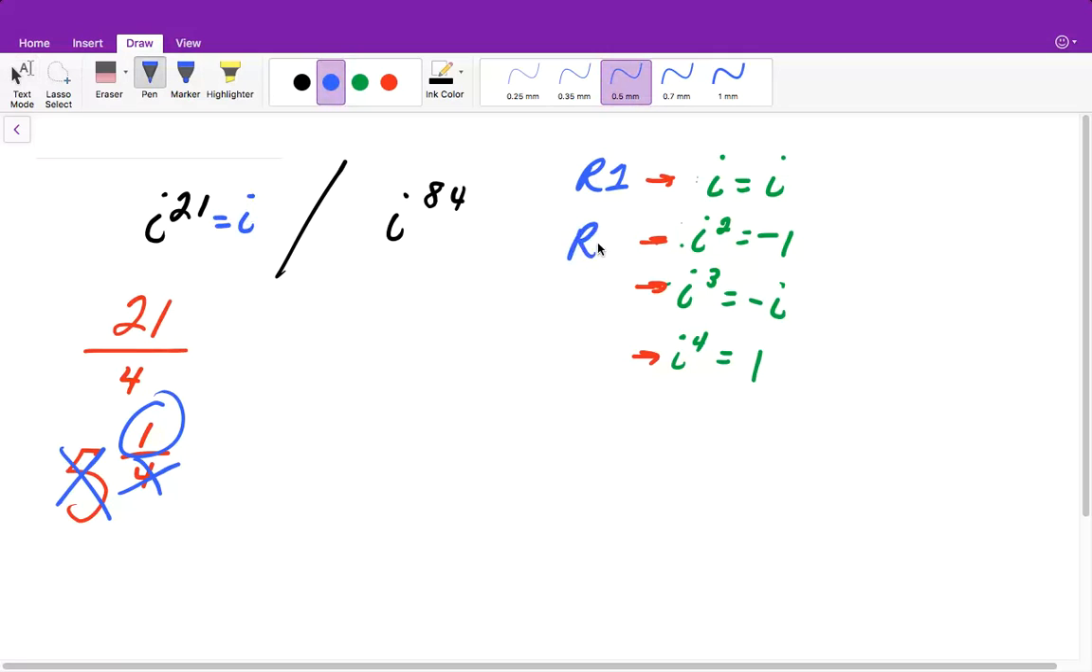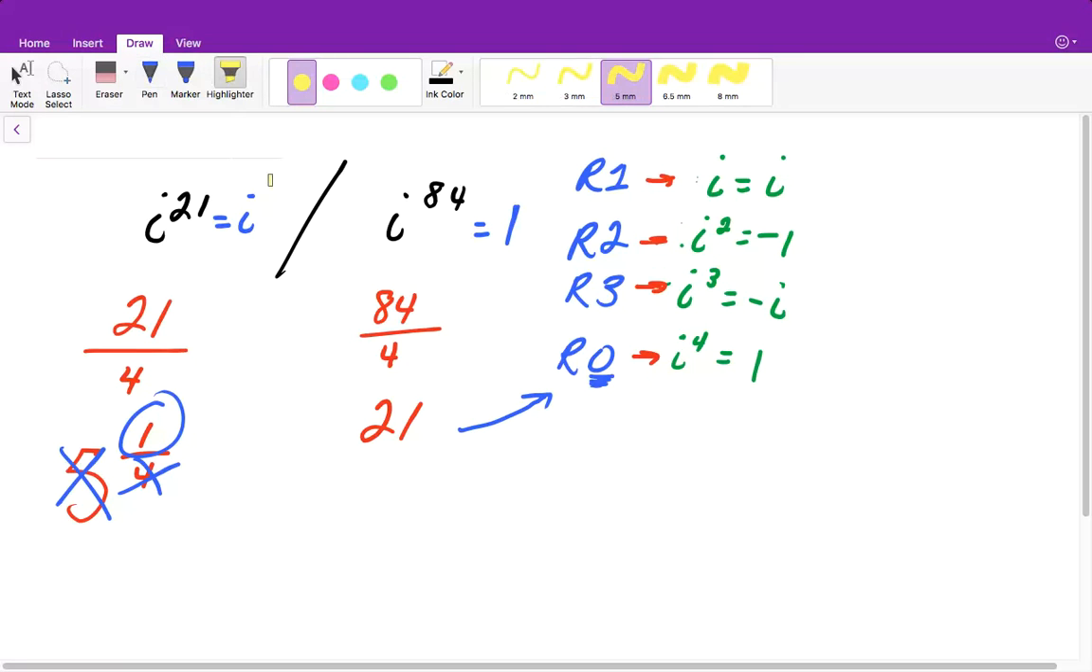When it's a remainder of 2, it is the same as i squared. When it's a remainder of 3, it's the same as i cubed. And when there's no remainder, so a remainder of 0, it is i to the 4th or 1. So when we take this next one, we do 84, we divide it by 4. Well, 4 goes into 84 21 whole times with no remainder. So that means that it is the same as i to the 4th. So i to the 84th is equal to i to the 4th, which is equal to 1. So this will be your answer for 1, and this is your answer for 2.